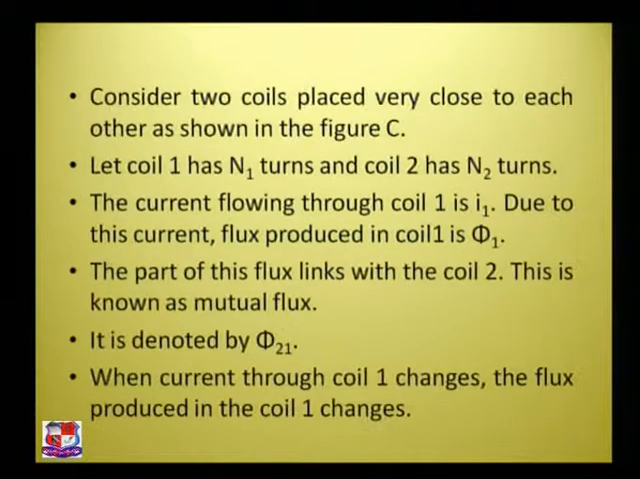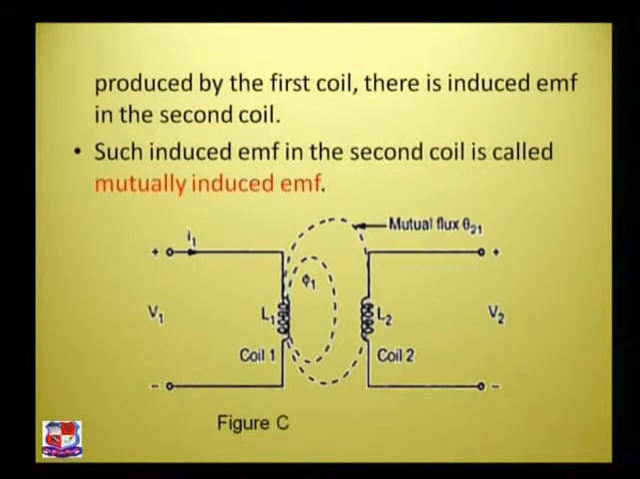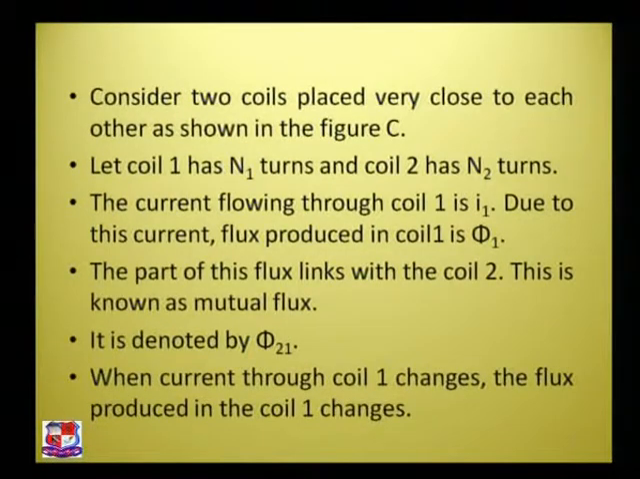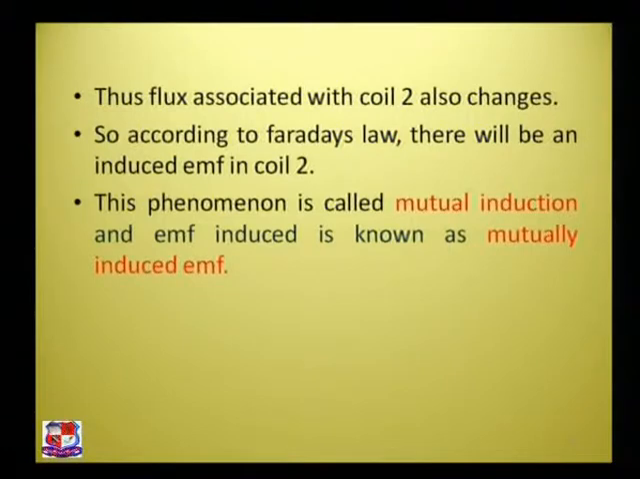So what is happening is, because of phi 1, some part of this flux also gets linked with coil 2, and that flux is denoted by phi 2 1. When the current through coil 1 changes, the flux produced in coil 1 changes, and thus the part of this flux associated with coil 2 also changes. According to Faraday's law, there will be an induced EMF in coil 2. This EMF induced in coil 2 is known as mutually induced EMF, and this phenomenon is known as mutual induction.